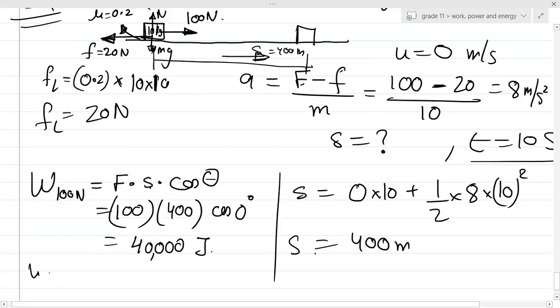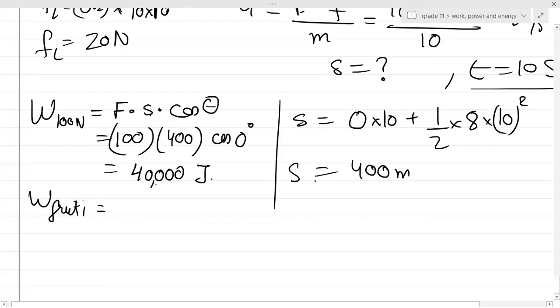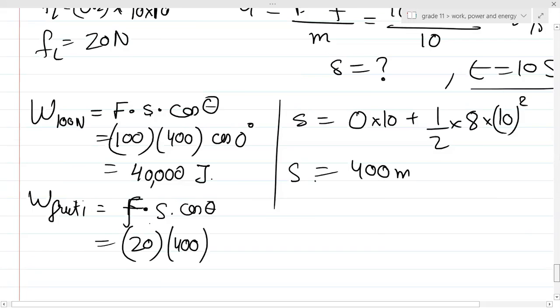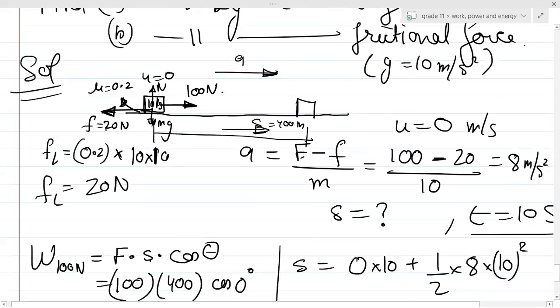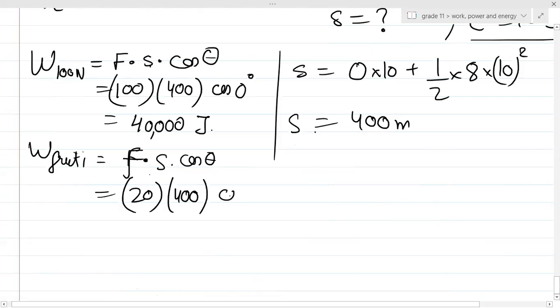Joule. Work done by friction will be equal to small f into S into cos theta. So now friction will be equal to what? Friction was 20 Newton. The displacement was 400. Guys, see very carefully. What is the direction of friction? Friction is acting towards left, but the displacement of the object was towards right. So hence cos 180, due to which this thing will become negative.